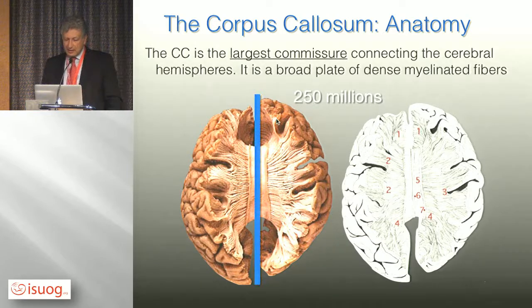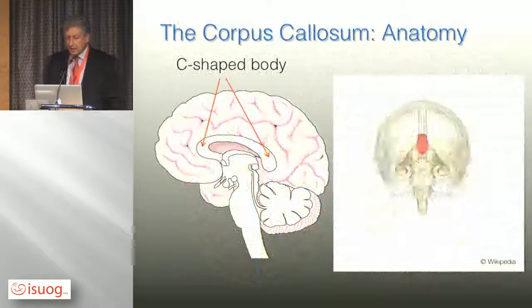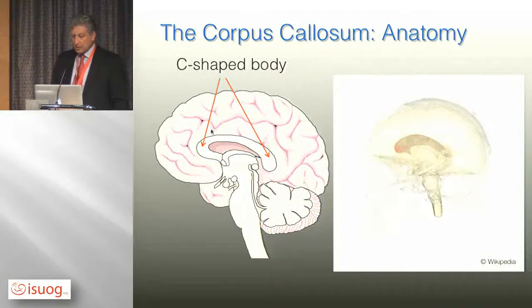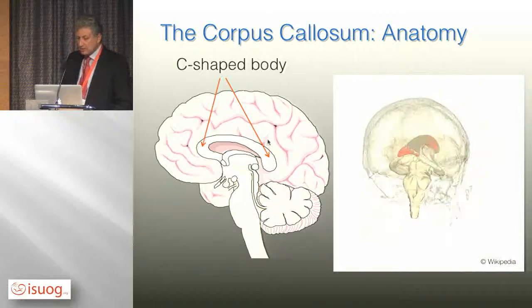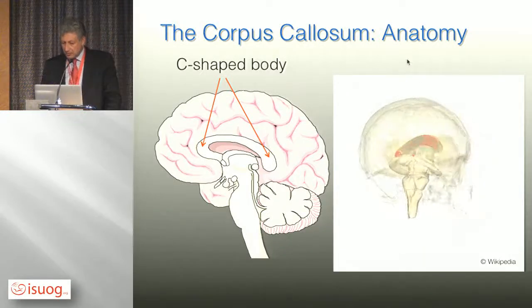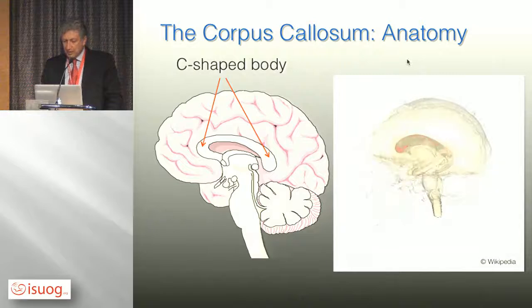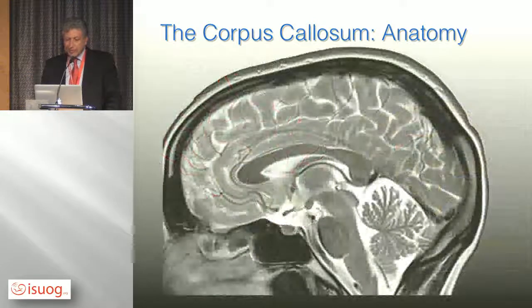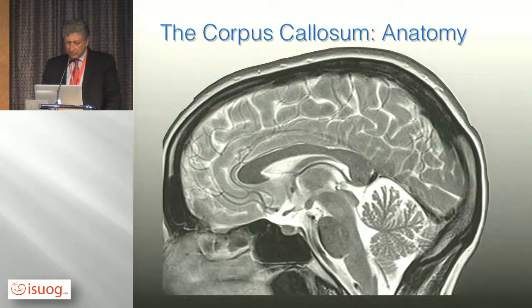What we see is exactly in the midline, and you see here all the fibers bundled in a way, and this is the plane where we recognize the corpus callosum as a C-shaped body. You see here from Wikipedia the demonstration of the corpus callosum, how it can be seen. The anatomy is best shown on MR or pathology.